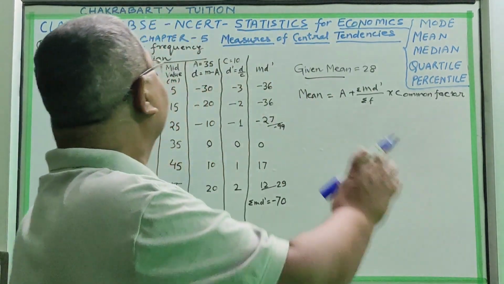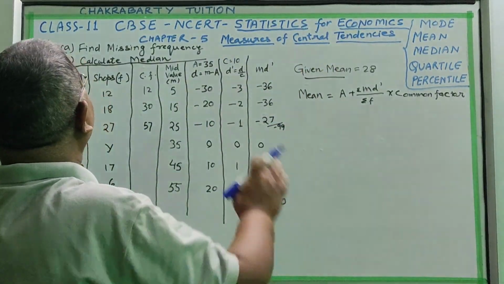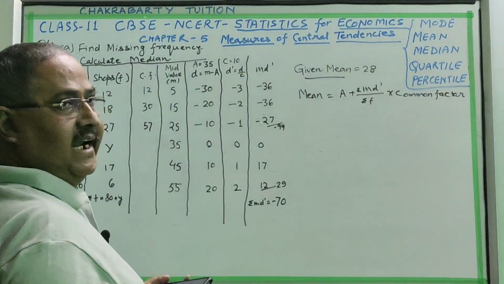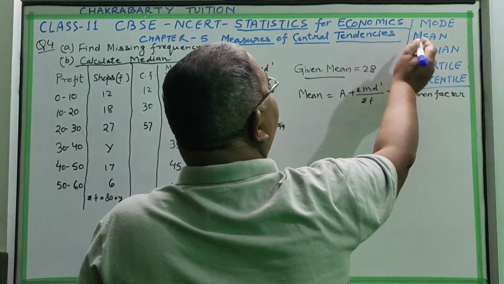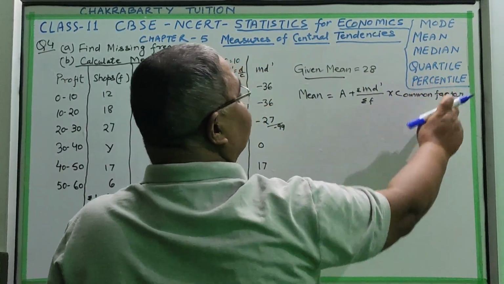Hello, today we will discuss statistics for economics. It is for class 11, chapter 5, measures of central tendency. So in central tendency, what will we cover? We will cover mode, mean, median, quartile and percentile.